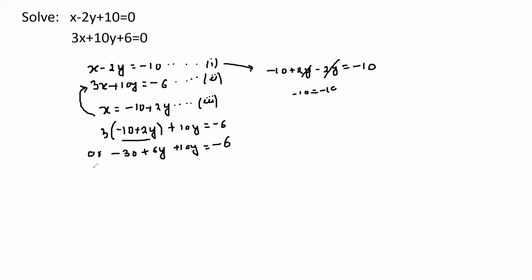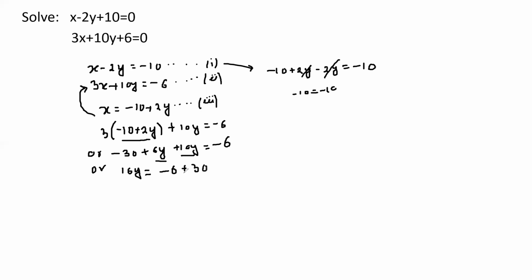Now here you can see the like terms 6y and 10y. So I can just add them because both have plus signs. So this will become 16y is equal to, now see, minus 30 I can transpose to the right hand side. So that is minus 6. And when I transpose this minus 30 over to the right hand side, it will become plus 30.